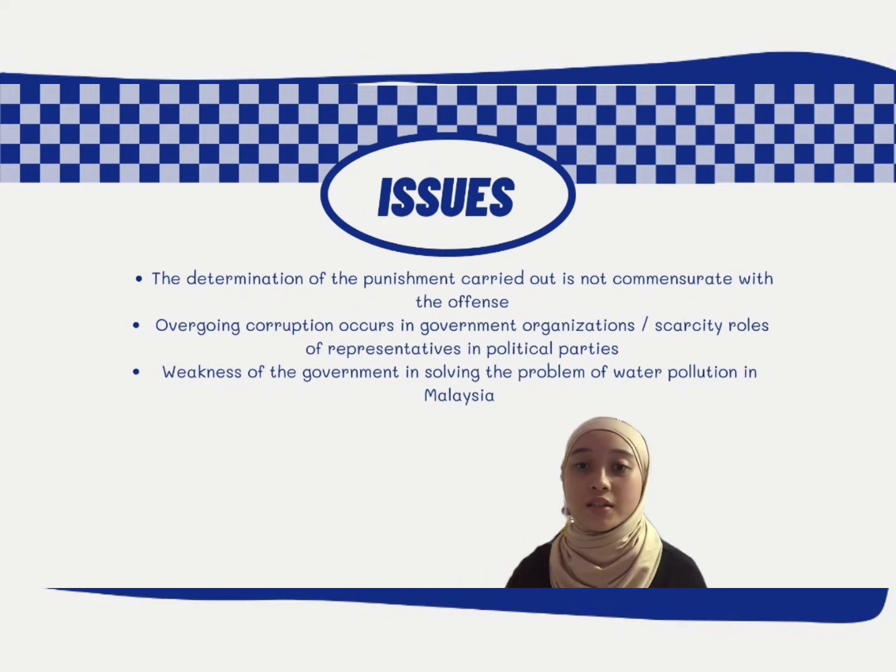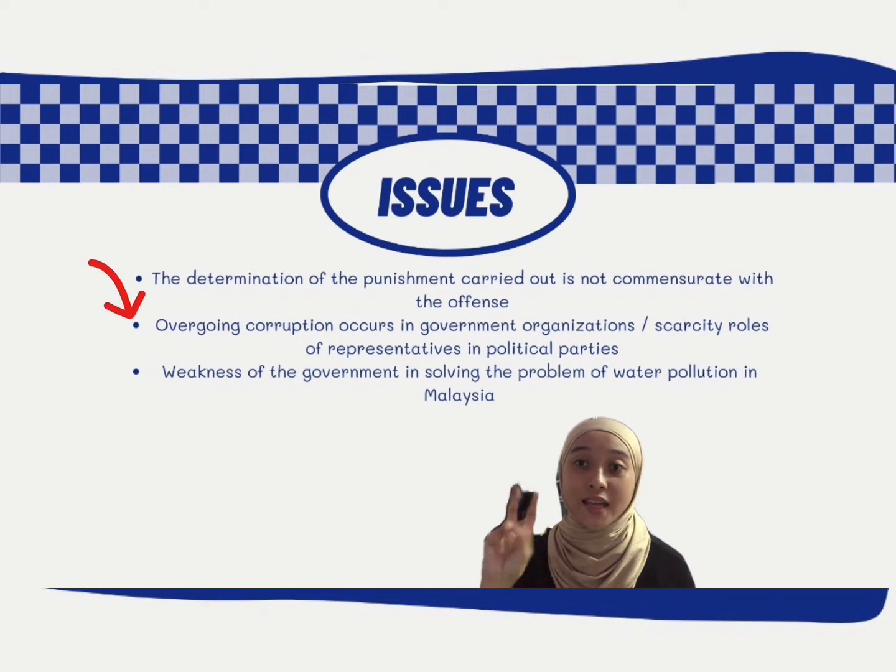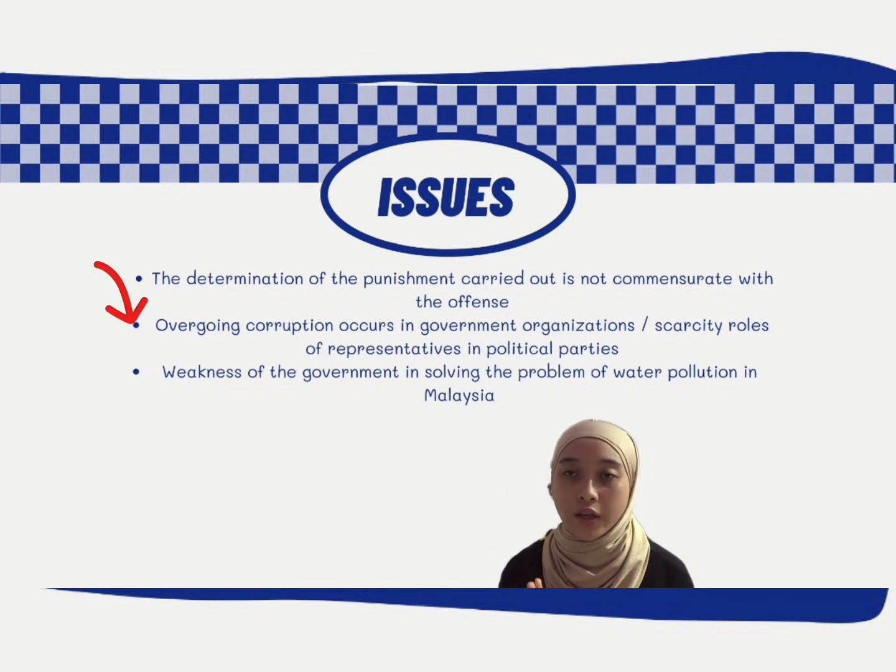This criminal story has become a hot conversation and a source of dissatisfaction among the community because the punishment given to him is not commensurate with the crime committed. Society wants to see a criminal justice system implemented with justice that can be felt by all parties, no matter who they are, whether the criminal or the victim of a crime. Second issue is about ongoing corruption occurring in government organizations.